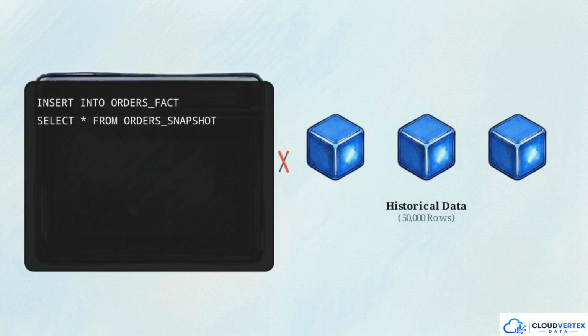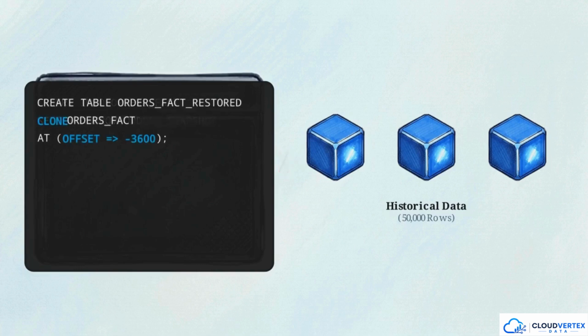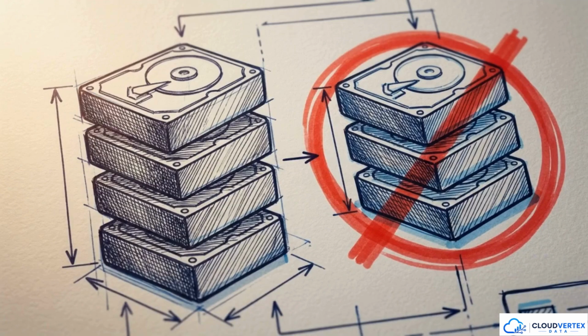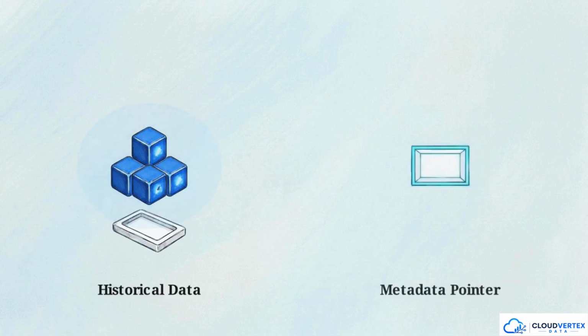The standard approach would be to run an insert command, dragging 50,000 rows out of the snapshot and writing them into production. Instead, we use the highly optimized clone command, combining it directly with our 1-hour offset. This initiates a zero-copy operation. Snowflake doesn't physically duplicate the 50,000 rows of storage blocks. It simply generates a logical metadata pointer to the existing historical data.